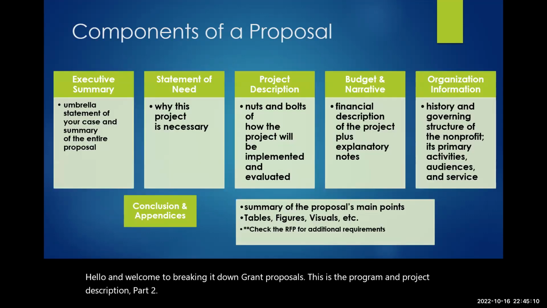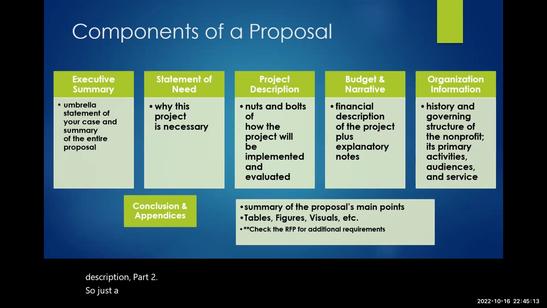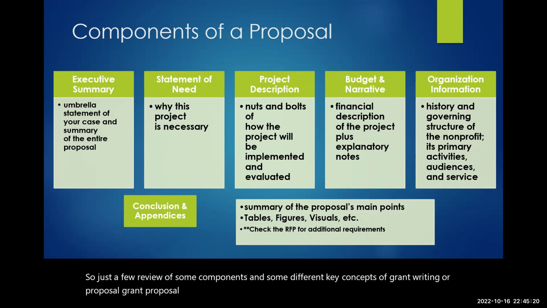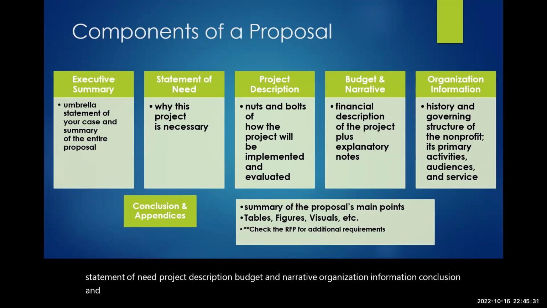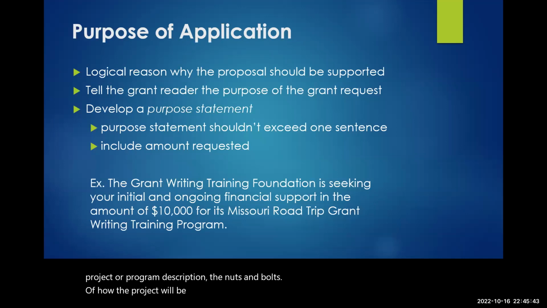So just a few review of some components and some different key concepts of grant writing or grant proposal writing. Components of the proposal include executive summary, statement of need, project description, budget and narrative, organization information, conclusion, and appendices. Tonight, we will go over just a couple of the pieces, specifically the project or program description, the nuts and bolts of how the project will be implemented and evaluated.